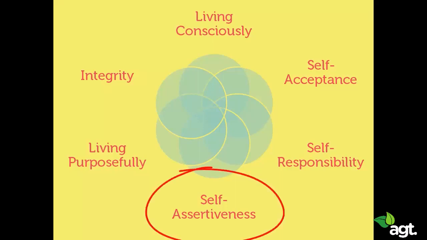The fourth of the pillars is self-assertiveness. And this simply means to be able to say no when it's appropriate, and to say yes when this is appropriate. Self-assertiveness is about standing up for what we believe in.